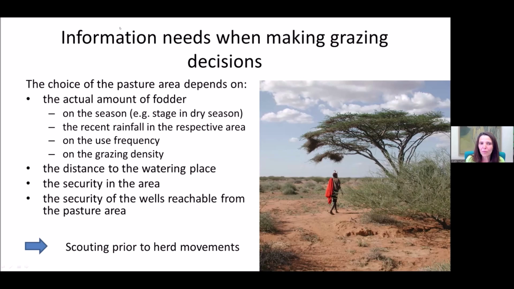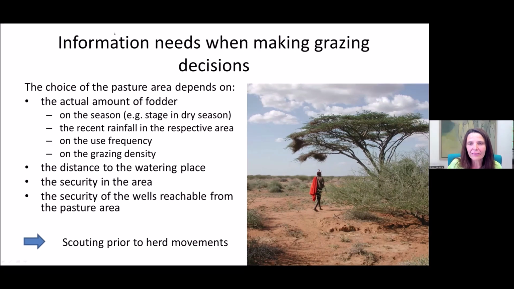They need to know about the actual amount of fodder to be found in the area, and what they find out there depends on the season. In a dry season, they need to know in which area there is still a reserve of dried fodder. In the wet season, they have to know when it rained in that area, how long ago it was, because the different vegetation types grow days or weeks after the last rain. They also have to know about the use frequency in that area. When has it been used last? One can see this, for instance, from the presence of animal droppings and their stage of degradation, and the current grazing intensity. Those are the kinds of information they need.